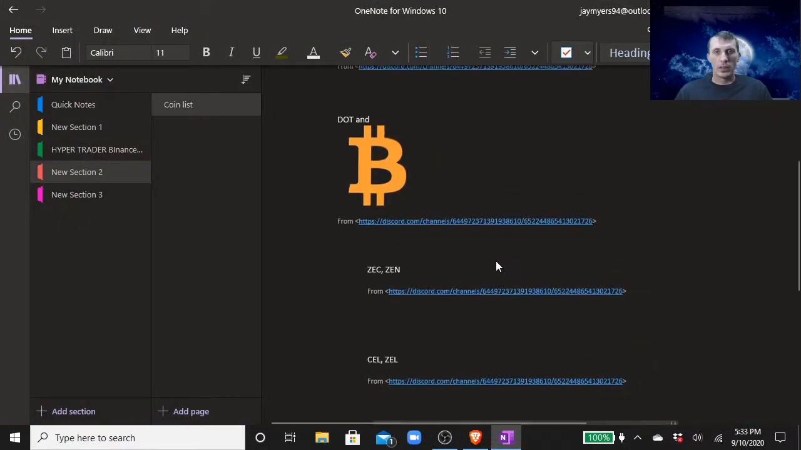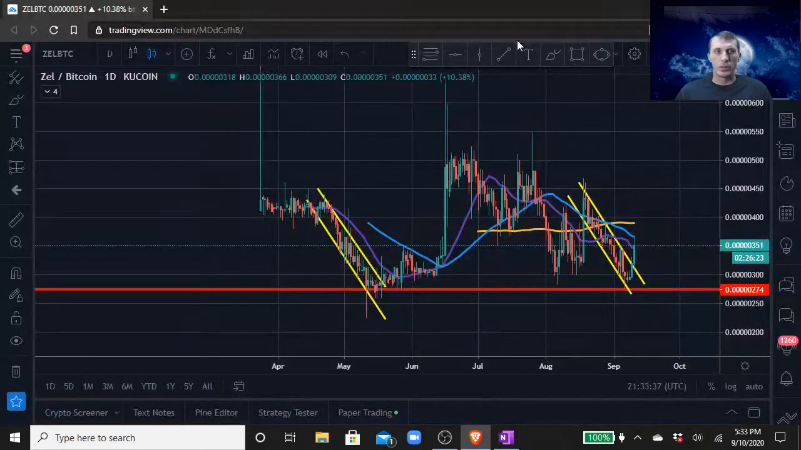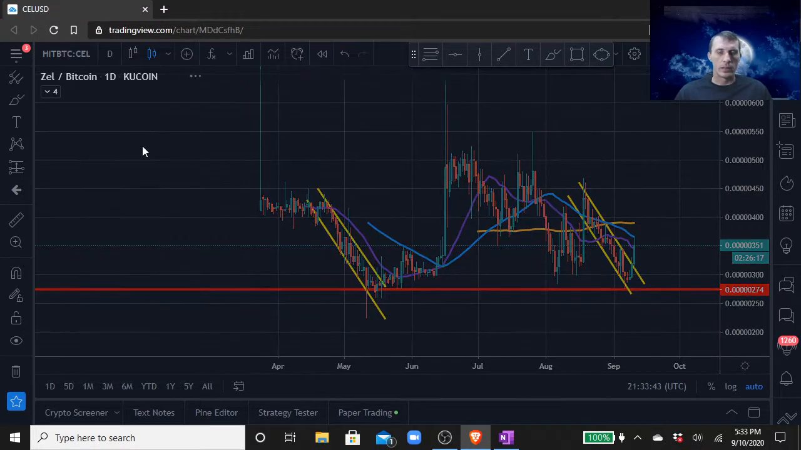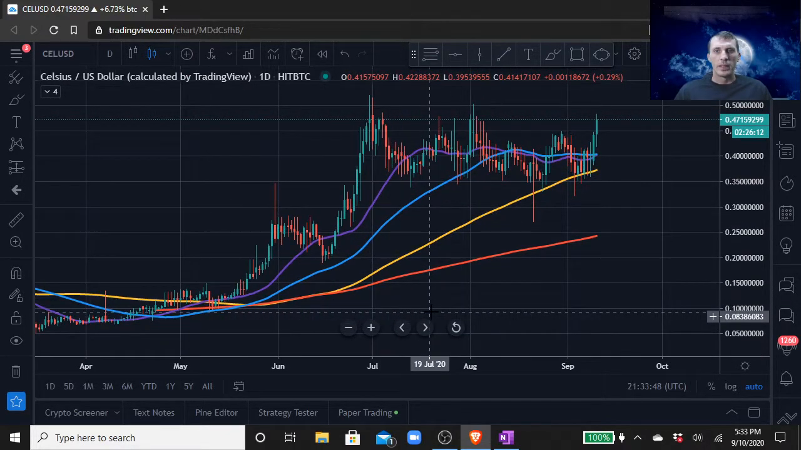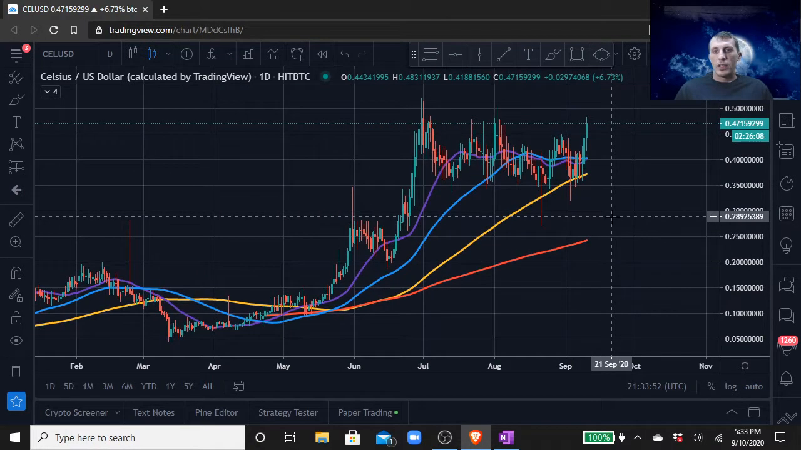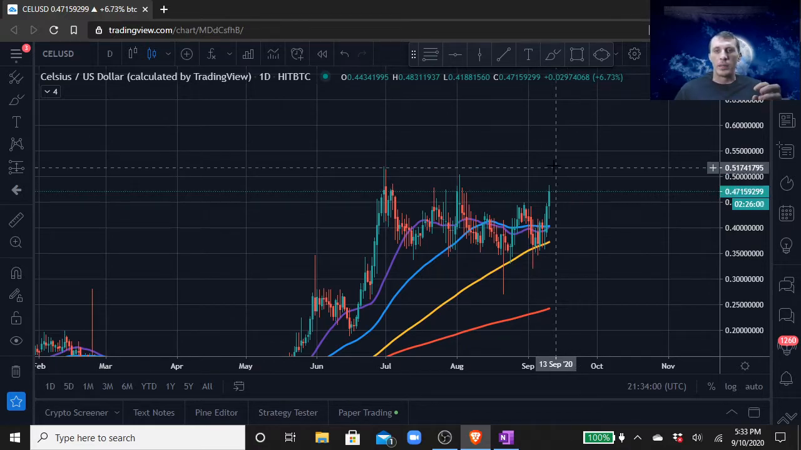So let's take a look. We're going to look at Celsius real quick. Celsius on the day, we are getting a bullish cross on the 21 and 50. So this is a no trade zone for me. I'd probably sit and wait and see what's going to happen.